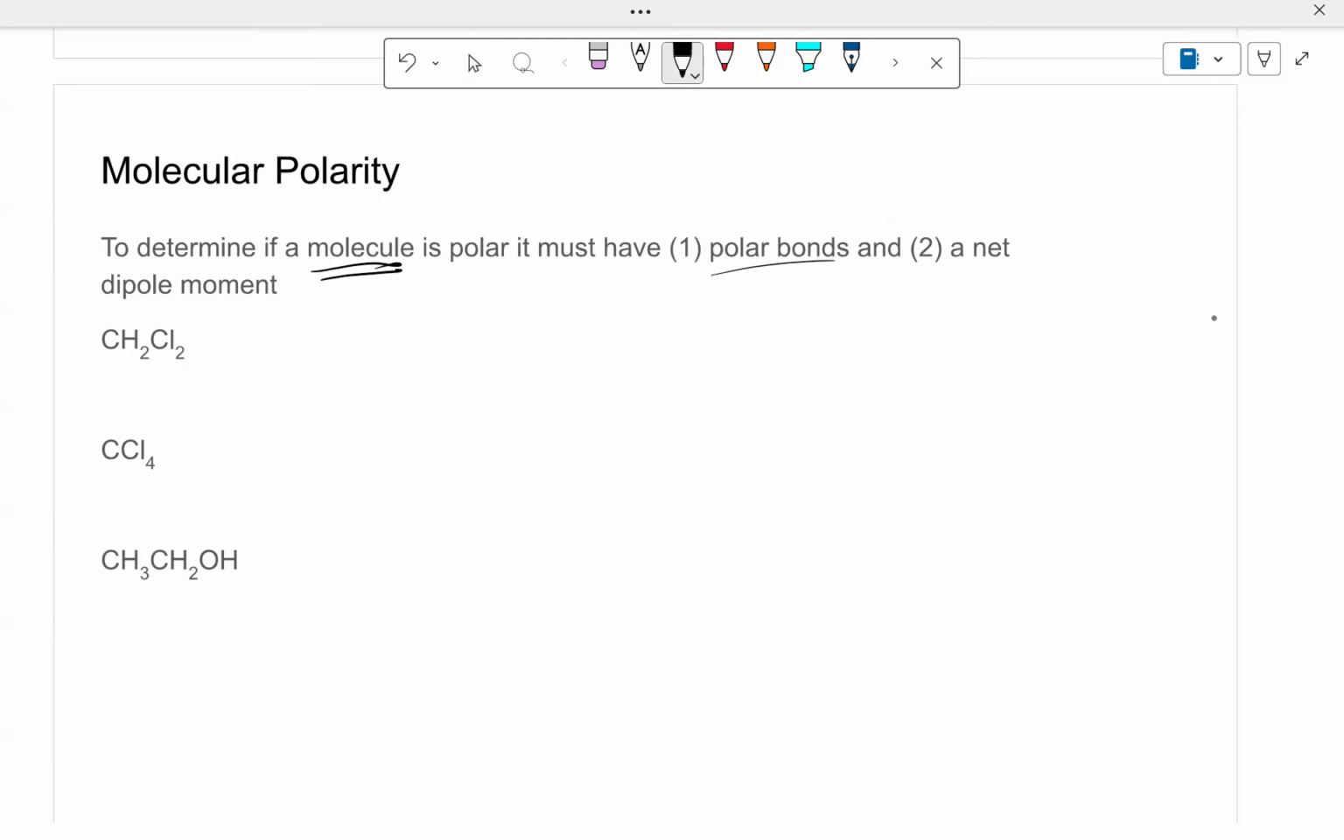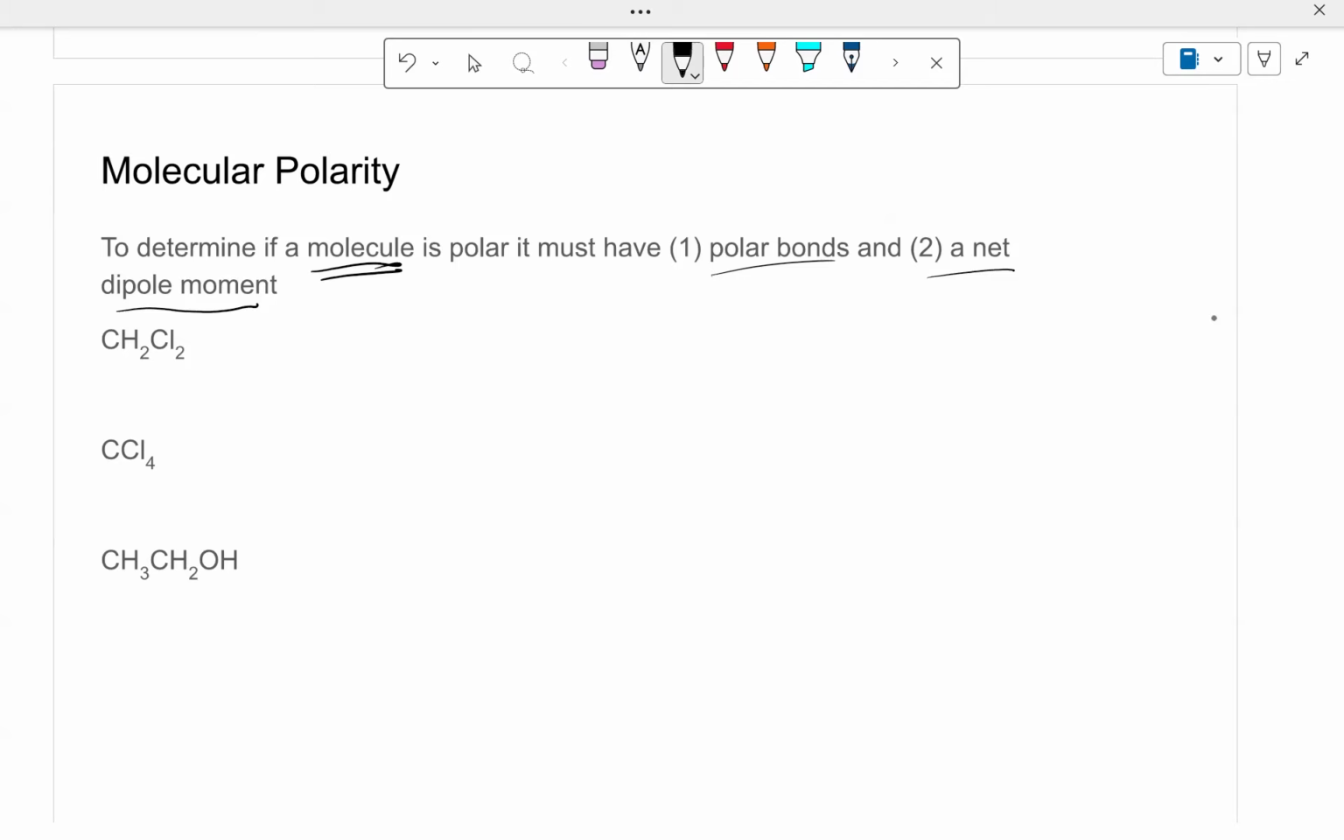Carbon-hydrogen bonds are very common. Even though there is a slight difference in electronegativity, we do not treat carbon-hydrogen bonds as polar. So that's the first qualification. It has to have polar bonds. And then it has to have a net dipole moment. That's just a fancy way of saying the polar bonds don't cancel each other out.